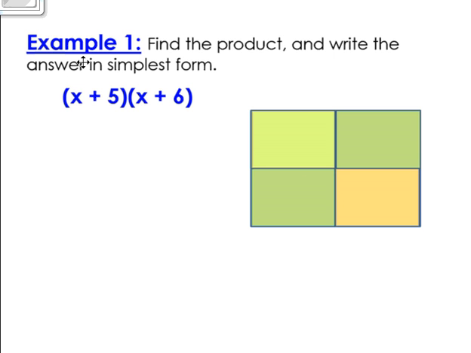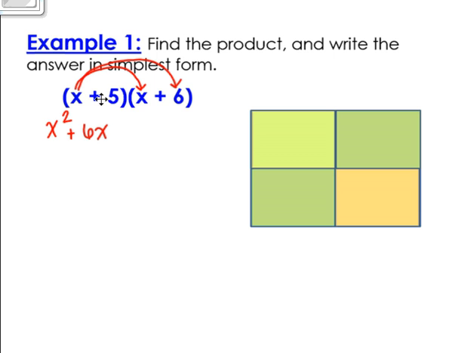So the way that I remember how to do this is, again, to distribute twice. Not only am I multiplying x plus 6 times this positive 5, but I'm also multiplying this x plus 6 times this x because they're in parentheses. So I'm going to start with that. X times x gives me x squared. Then I need to multiply x times 6, and that gives me a positive 6x.